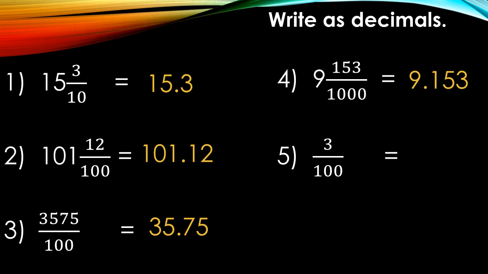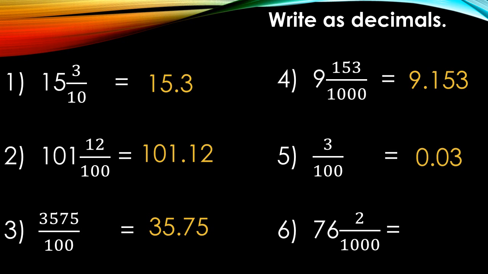Question number 5. 3 upon 100. See the denominator. How many zeros in 100? Yes, 2. So in the numerator, count 2 digits and put the decimal. Since there is only 1 digit, we will put a 0 and then a decimal. So the answer is 0.03.